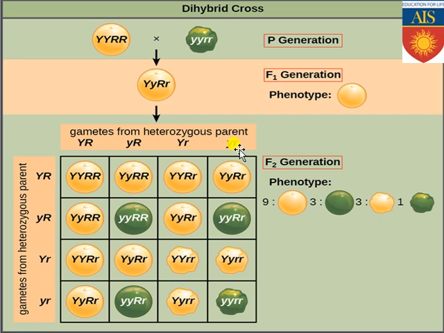So based on that, he has taken two wild type or homozygous genotypes. One plant is capital Y, capital Y, capital R, capital R. Another plant is small y, small y, small r, small r. So these are the two individuals that Mendel has taken during the experiment.